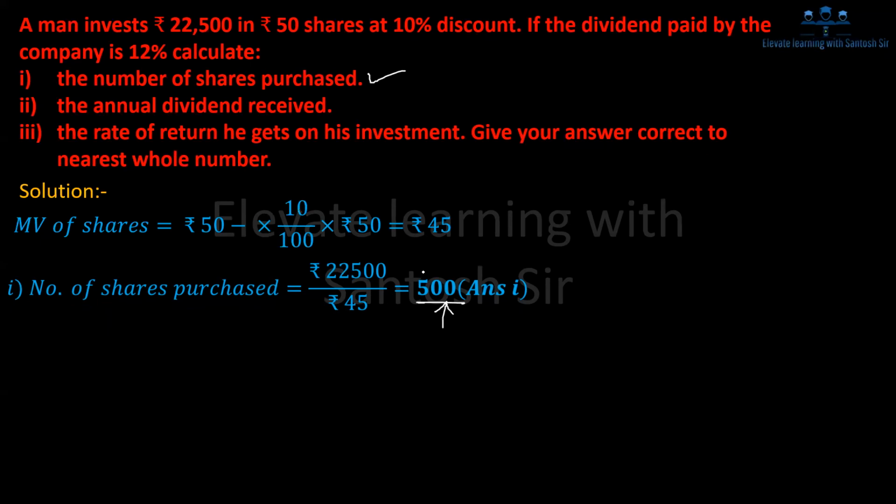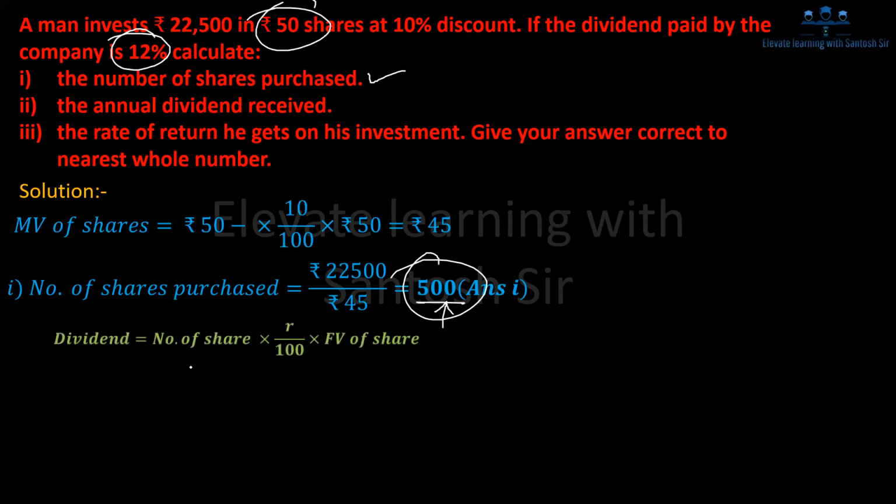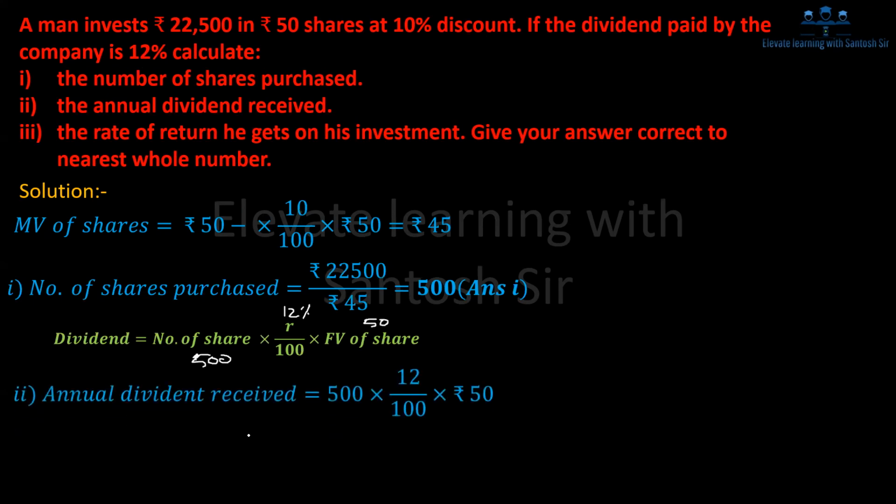Now we have to find his annual dividend. We know the number of shares, we know the rate of dividend, we know the face value of the share. This will help us to find his annual dividend. Let us start. Dividend is given by number of shares, that is 500, multiplied by rate of dividend, that is 12%, multiplied by face value, that is 50. So on substitution and simplification, we get annual dividend as rupees 3,000.